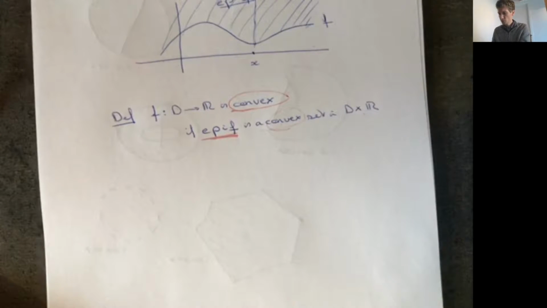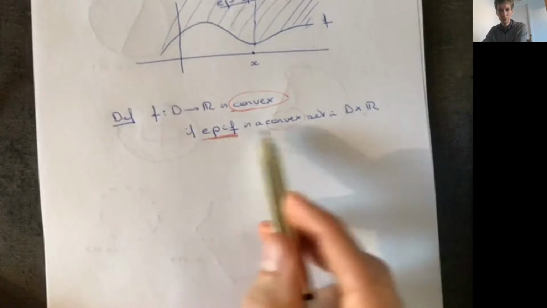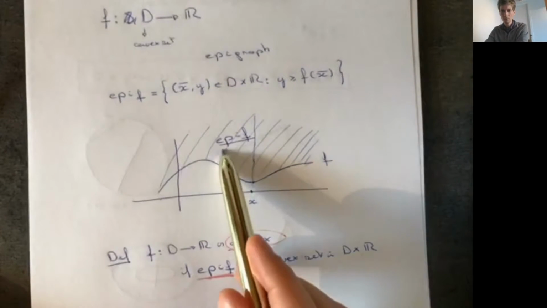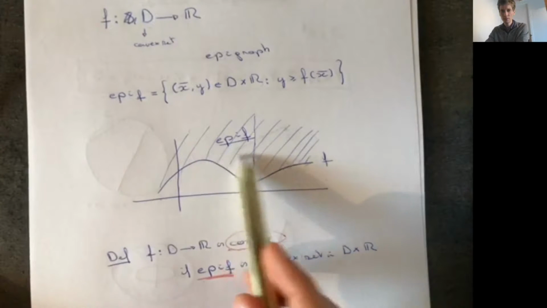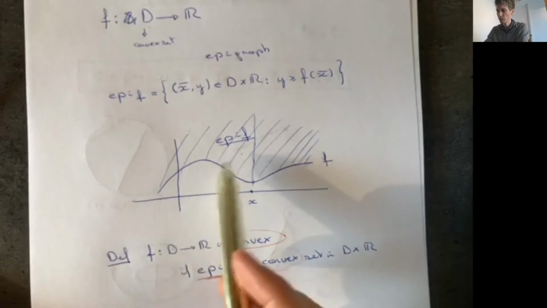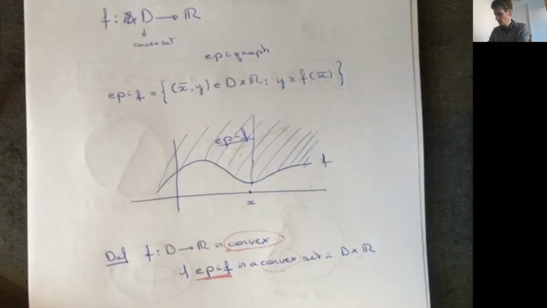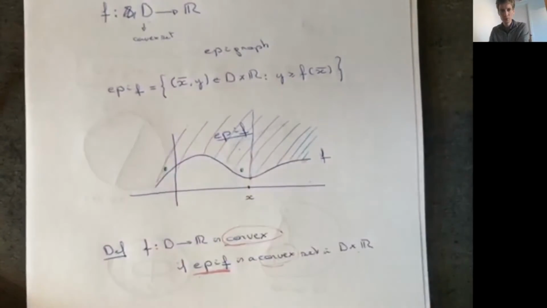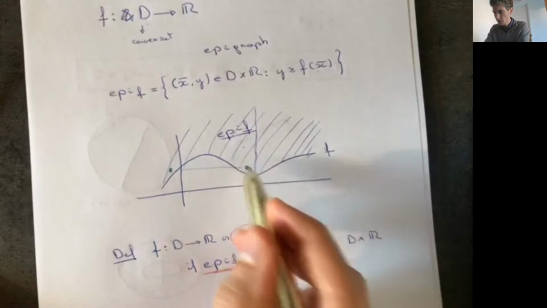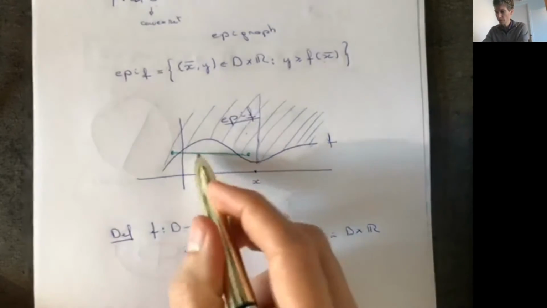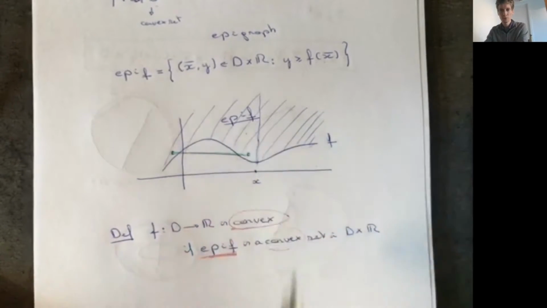So let's write this out in detail. We have that the epigraph of f has to be a convex set, right? So this means that if I take two elements that are in the epigraph, then anything on the line segment between these two points should also be in the epigraph. Okay, so here we see, for example, that this is not the case. If I would take this point here, which is in the epigraph, and I would take this point here, which is in the epigraph, then there are things on this line segment that are not in the epigraph, because they fall below the function. So clearly this is not a convex function.